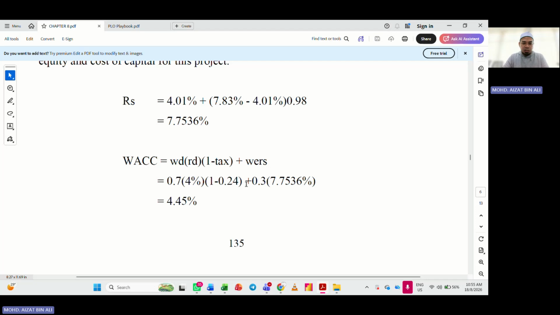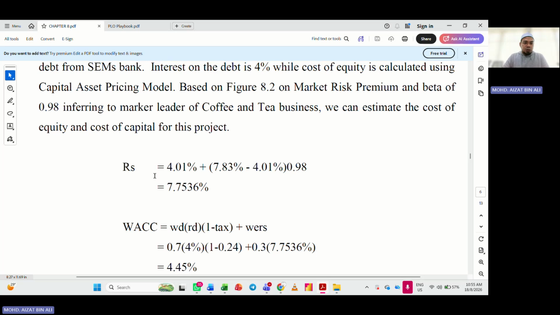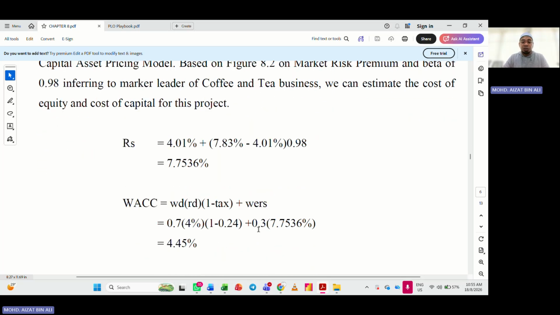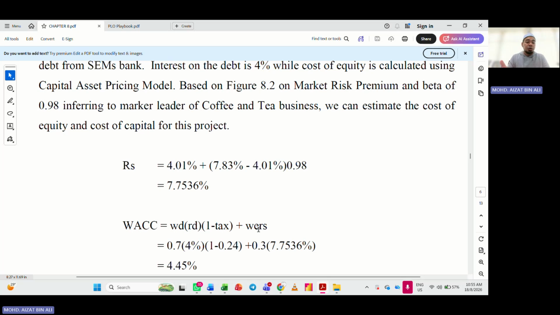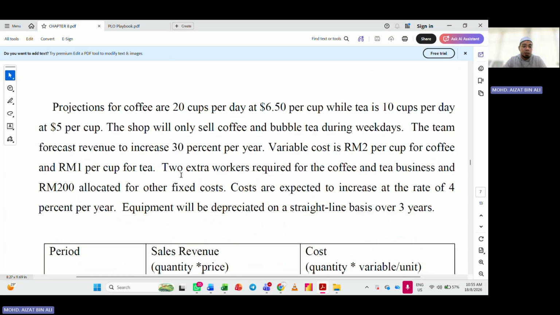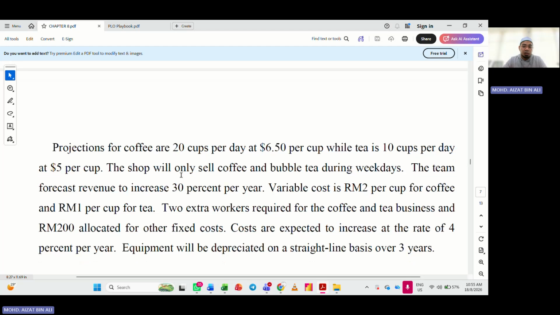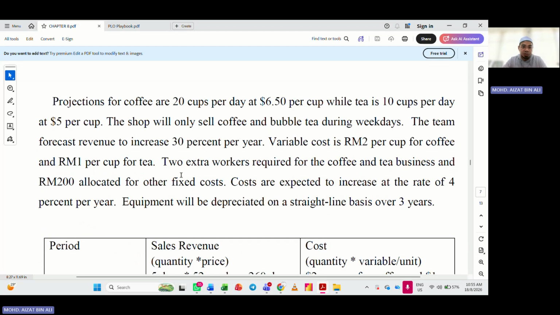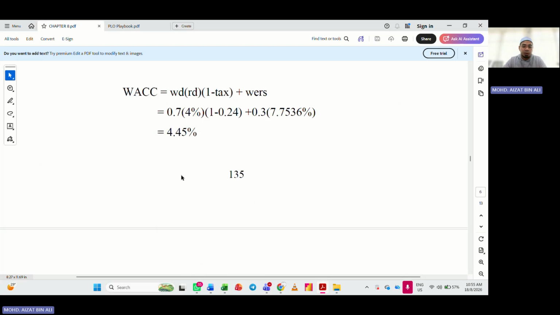So this basically is the calculation earlier. In this example, please note that WACC is calculated with a new figure. We do not use the WACC and the CAPM, the cost of equity, from the previous example. This is totally a new example. So this is basically the assumption, the key financial assumption for the business for this example.